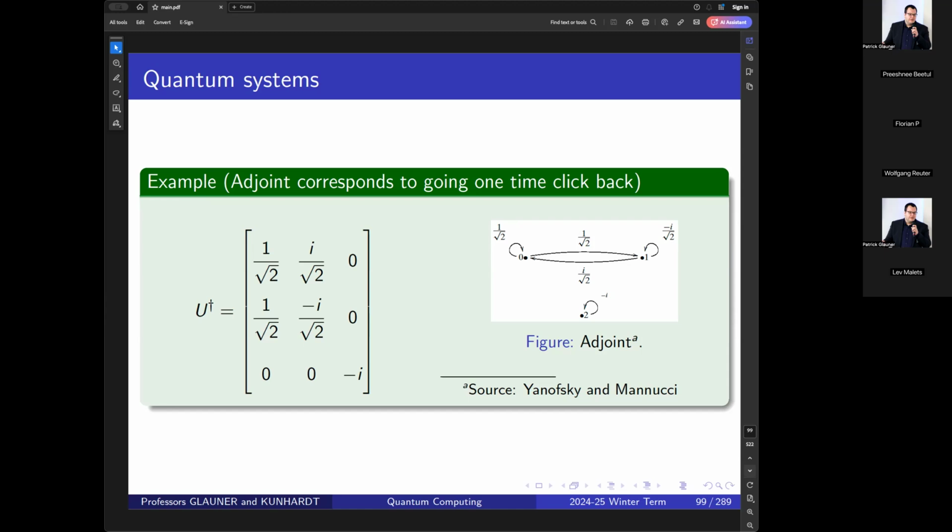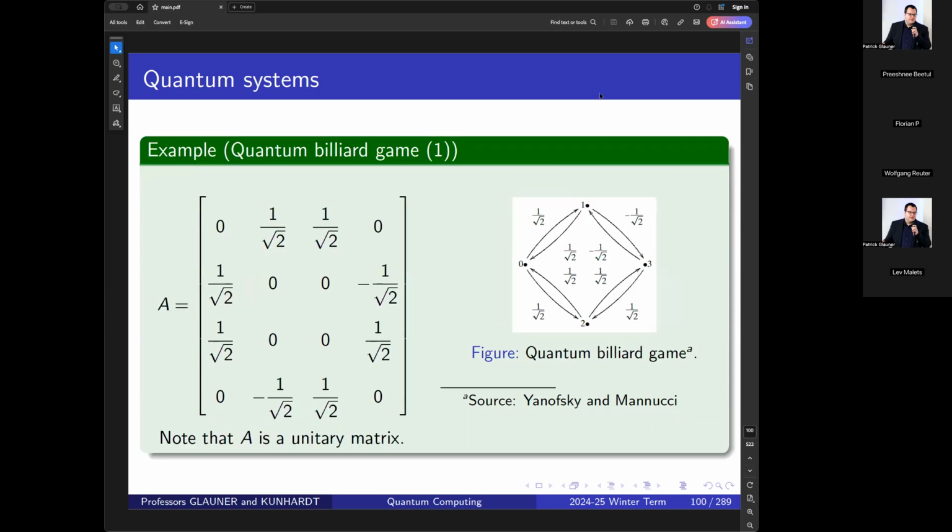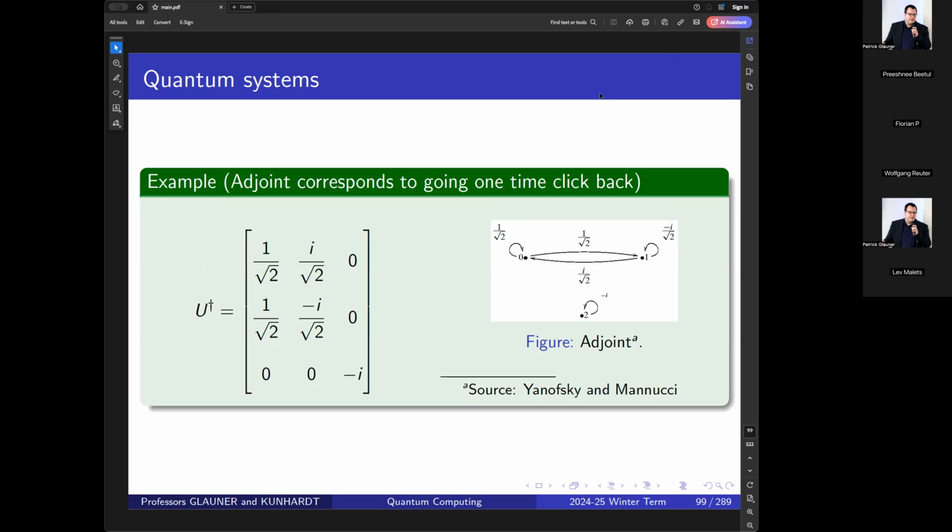Is that something that makes sense to you from what we have done now? That with U, we move one time click into the future, and with U dagger back one time click. Because it just undoes what U does. If this is something you feel you have understood, maybe thumbs up or thumbs down if it's not that clear yet. But I see thumbs up. That's perfect. So we're now at slide 99.